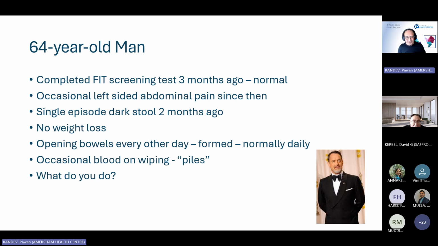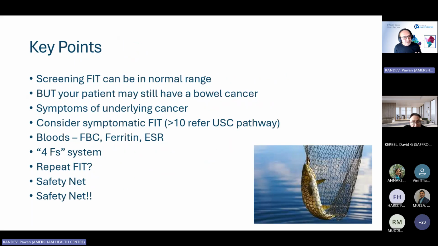And I hope that you can get the sense here that you can't use the screening test to reassure you or Tom that there's nothing to worry about, because the screening FIT can be entirely normal. That'll only trigger if it's more than 120.